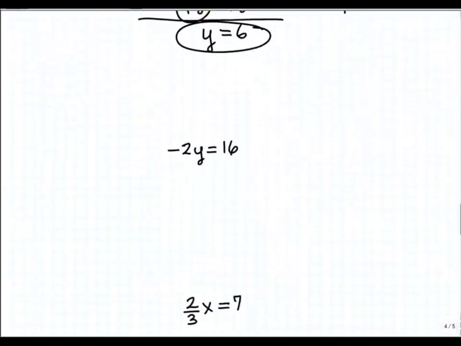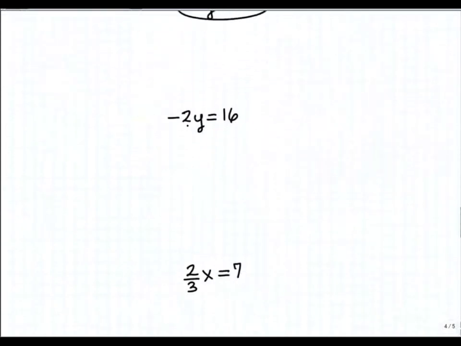And now here, we have negative 2 times y equals 16. So what's going on here? This is negative 2 times y. Negative 2 times y is multiplication. So remember back when I was talking about inverse operations, the inverse operation for multiplication is division. So to get y by itself, I'm going to use division.